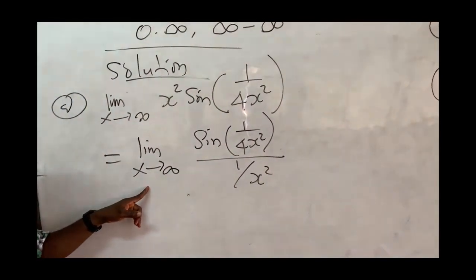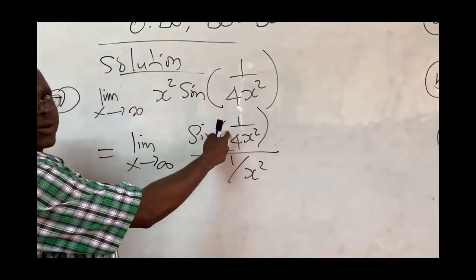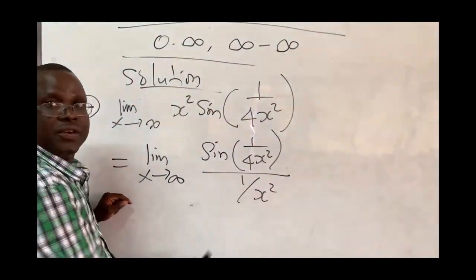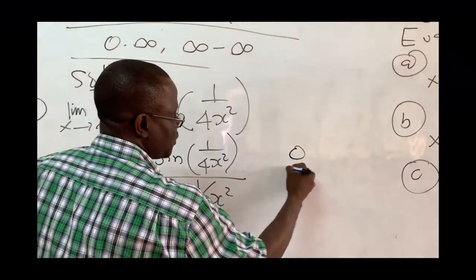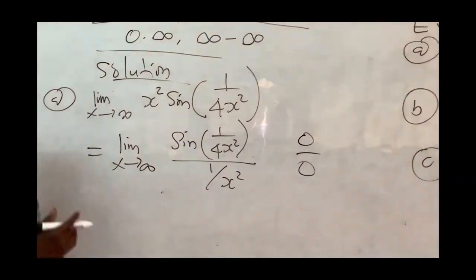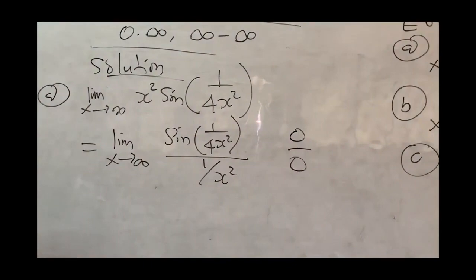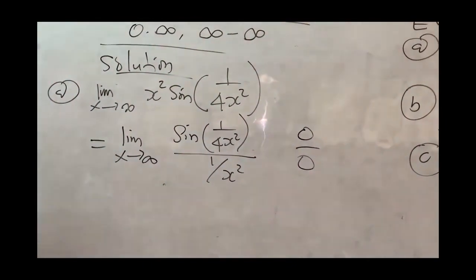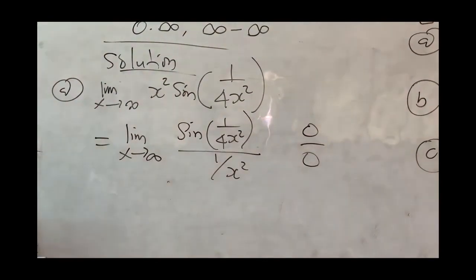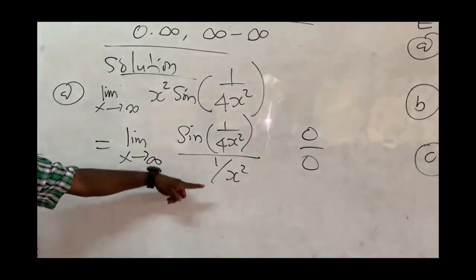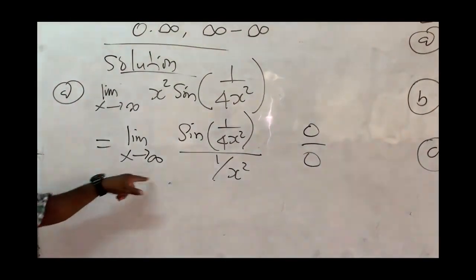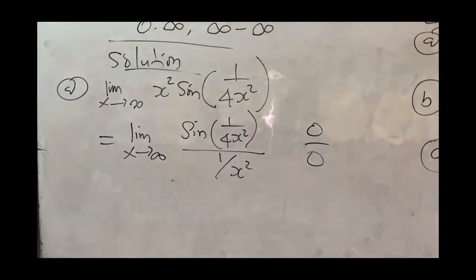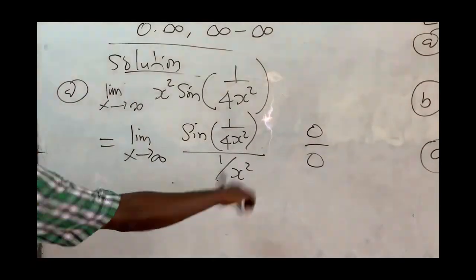Now as x goes to infinity, we're going to get 0 up here. 1 over x squared also gives us 0. So now we have the form 0 over 0. And because we have a 0 over 0, we can directly apply L'Hopital's rule to it, which means we differentiate this and also differentiate this, and then plug in our expression, the limit, to see what we get. All right, so let's do that.